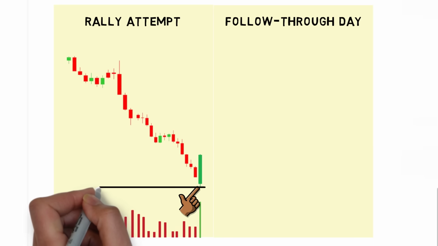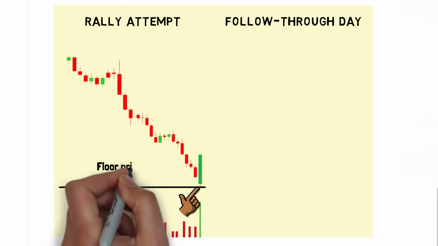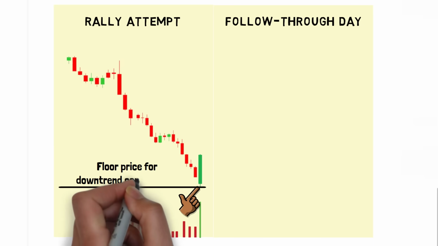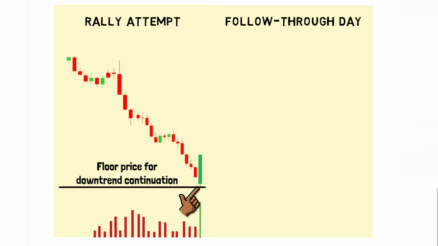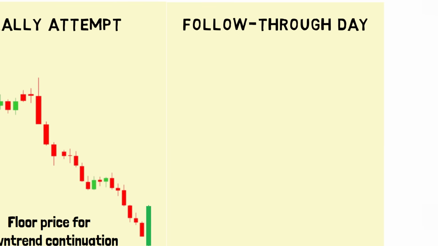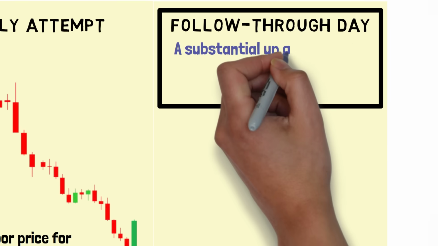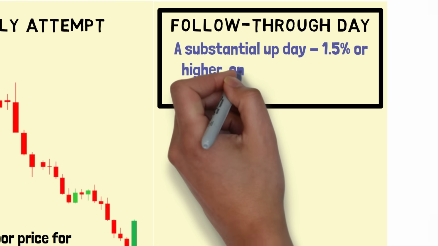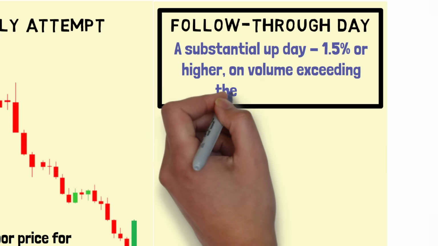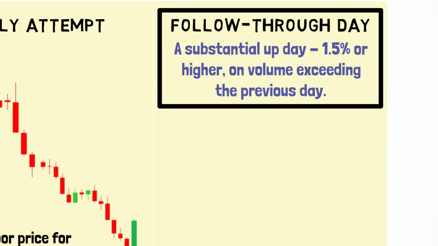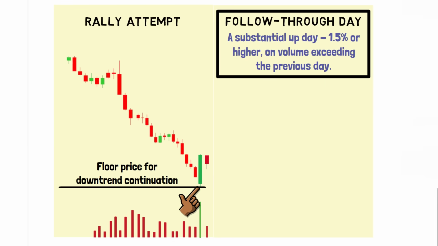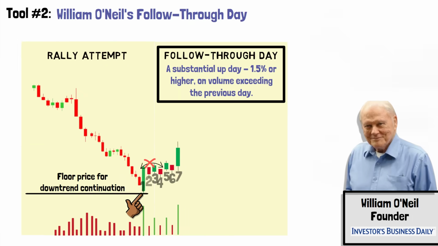This attempt remains valid provided the index doesn't drop below that session's intraday low. During a rally attempt, bottoms can only be confirmed through a follow-through day, a substantial up day, typically 1.5% or higher, on volume exceeding the previous day. This day must appear between day 4 and day 7 of the attempted rally. Any such movement before day 4 doesn't qualify as a legitimate follow-through day.